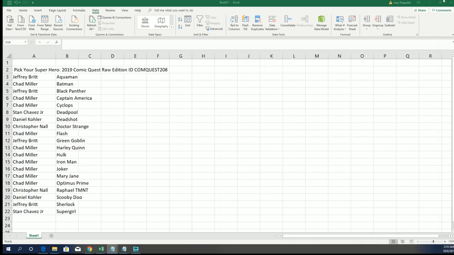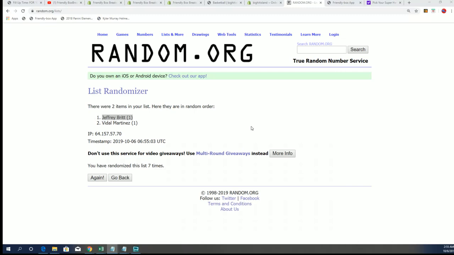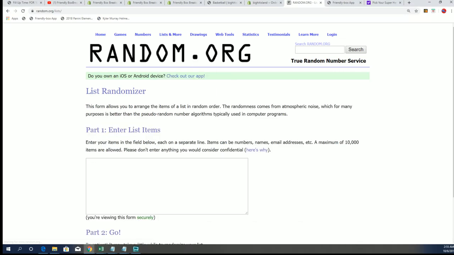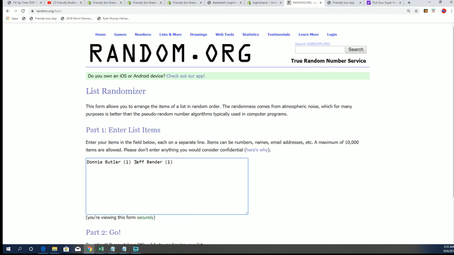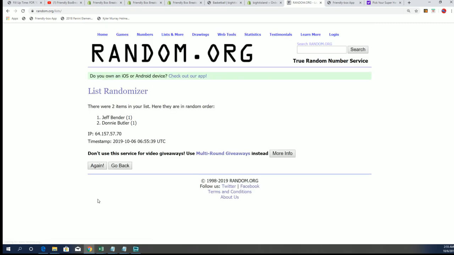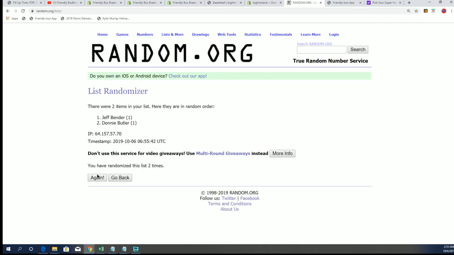Moving on down our list here. The Patriots are up for grabs. Good luck, everyone. Here we go, seven times. Lucky number seven. Donnie B owns the Patriots.